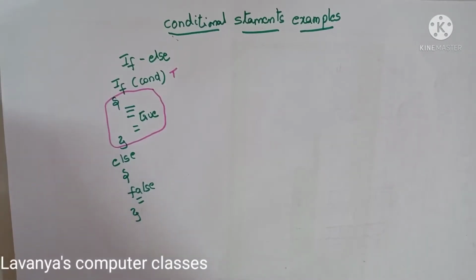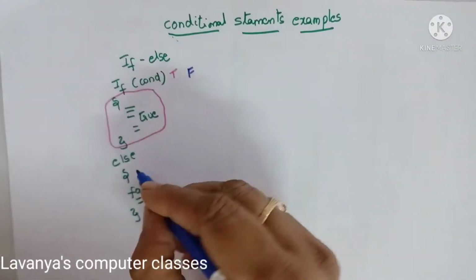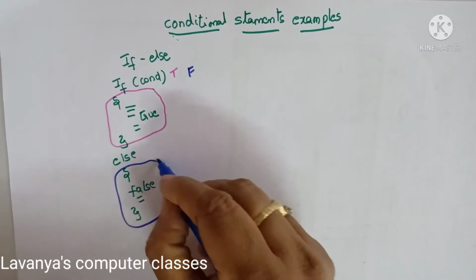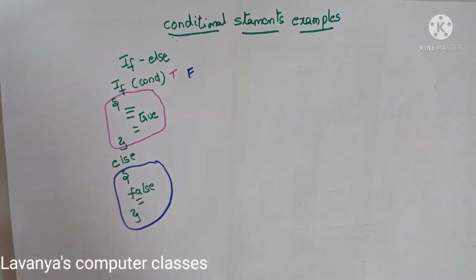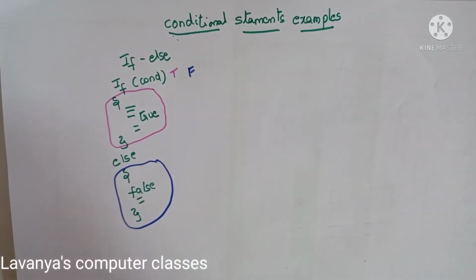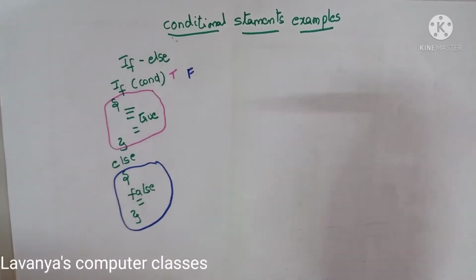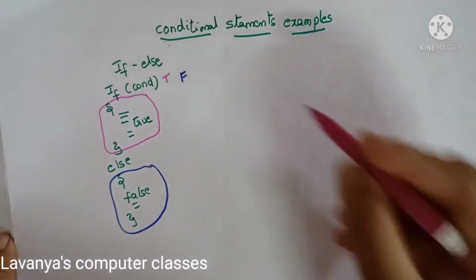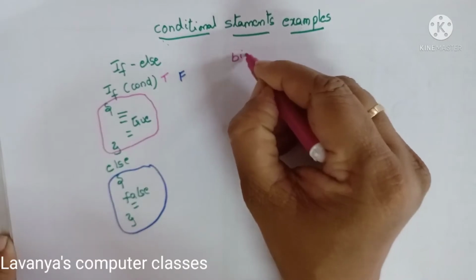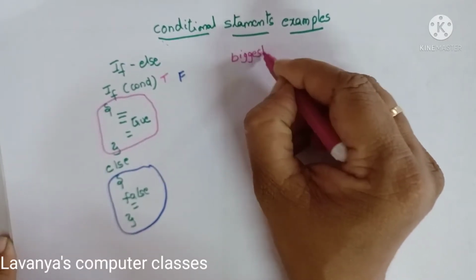If it is true, the statements before else are executed. If it is false, whatever statements are there after else, those are executed. If the statements are more than one, keep the flower brackets, otherwise it is not necessary. Now I will explain with one example program, that is the biggest of two numbers.